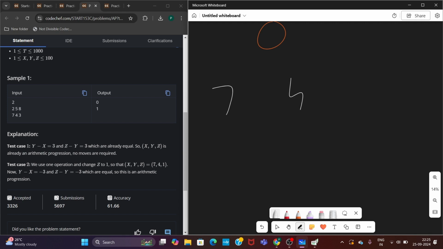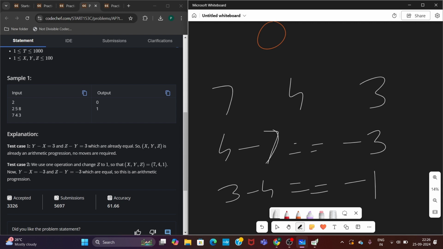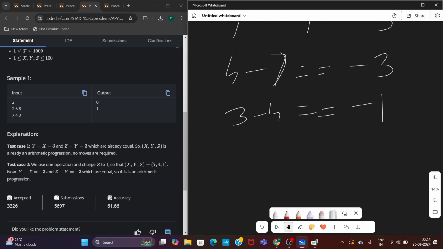Like this is 7, 4, 3 we have been given. Okay, basically over here, what is the difference? 4 minus 7 is what? It is equal to minus 3. And 3 minus 4 over here is what? It is equal to minus 1. So basically over here, minus 3 is not equal to minus 1.